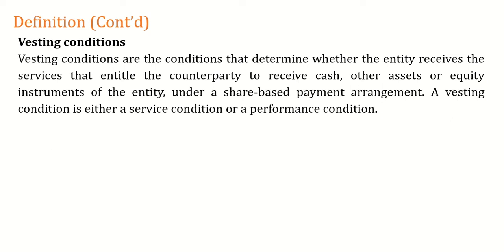Now, simply, if I give you an example, I'm saying to my employee, I will give you 500 share options to buy our company shares after 3 years, but you have to work for 3 years. We are agreeing with the employee, you have to work 3 years. I am putting a condition that you have to work 3 years, which is called the vesting condition.